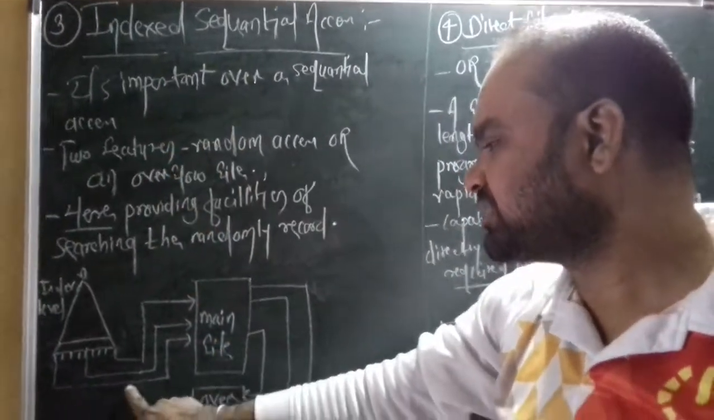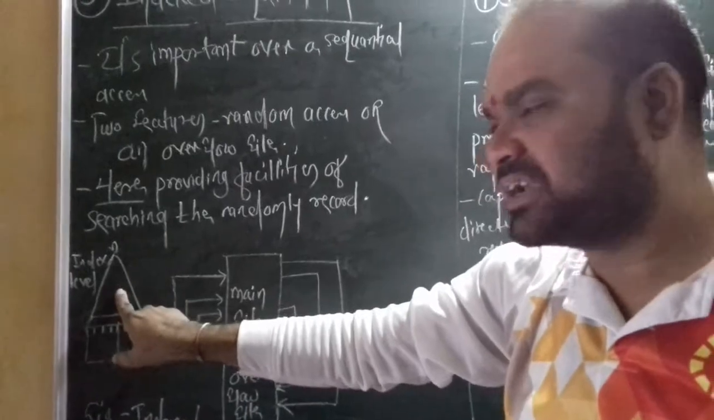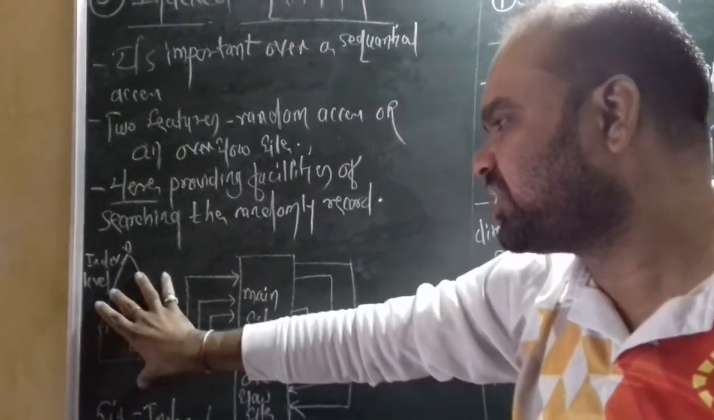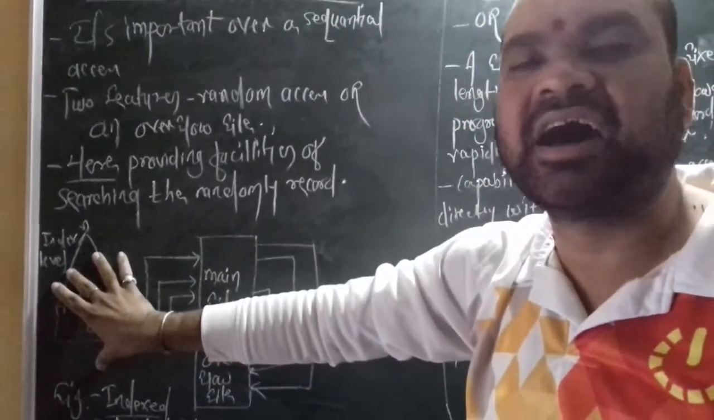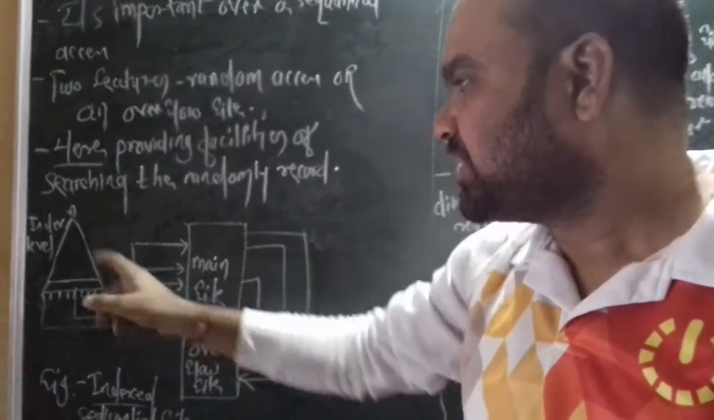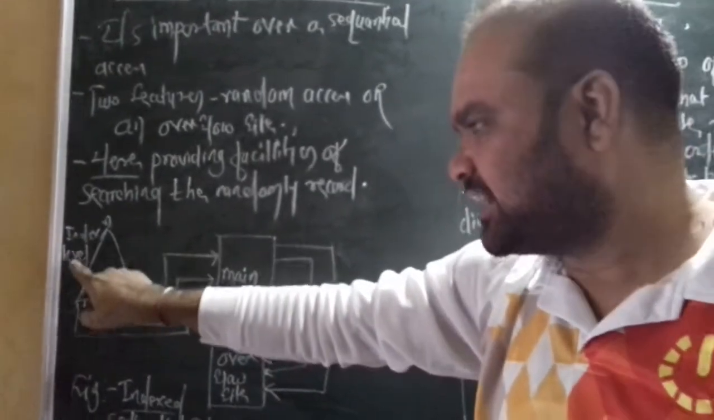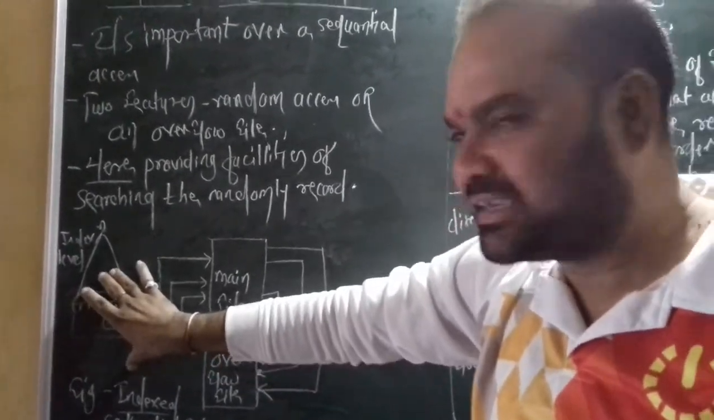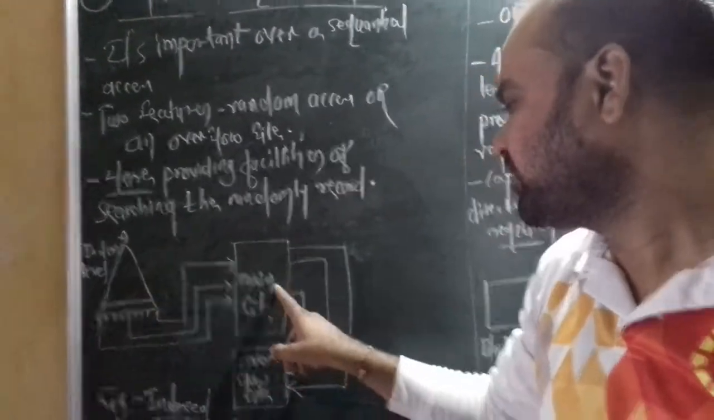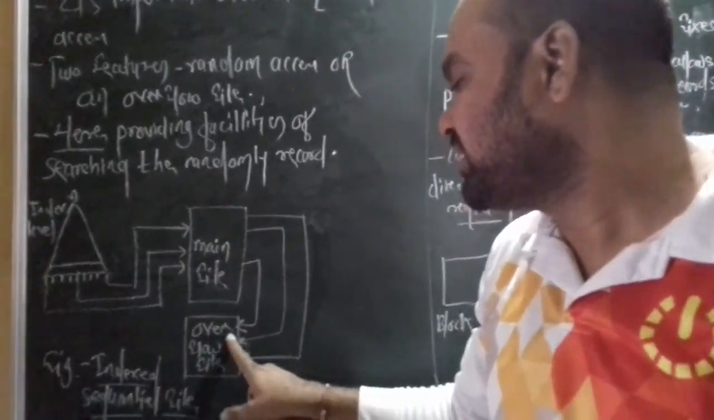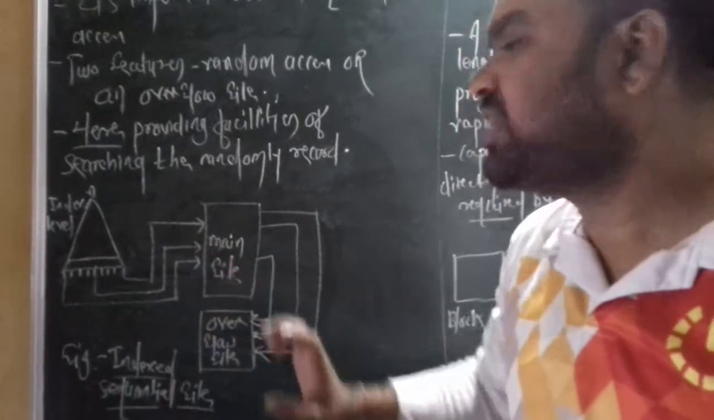Okay, now here are simple figures, like here just an index level. Okay, means particular records or particular information are arranged in an index, like an index level. These particular index levels are divided into categories. First one is the main file and second one is the overflow file. What about the main file?